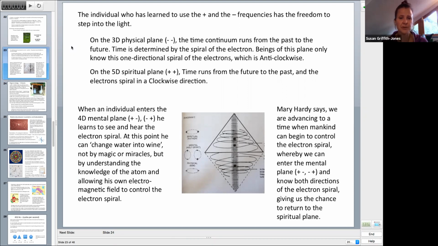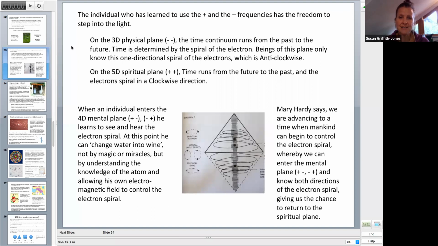On the 5D spiritual plane, positive, time runs from the future to the past, and the electrons spiral in a clockwise direction. So when an individual enters the 4D mental plane, positive, positive, he learns to see and hear the electron spiral. At this point, he can change water into wine, not by magical miracles, but by understanding the knowledge of the atom and allowing his own electromagnetic field to control the electron spiral.